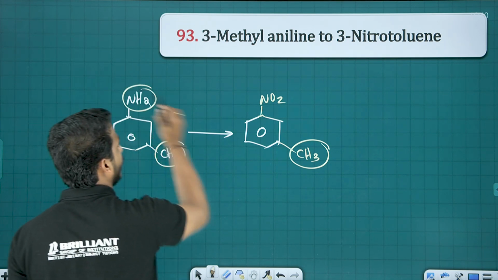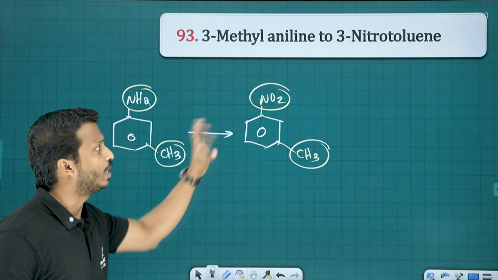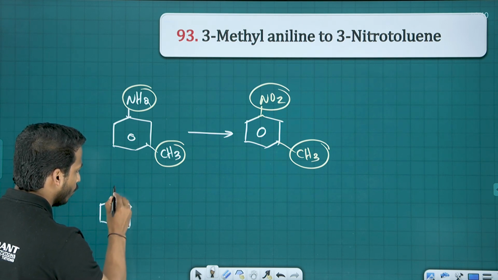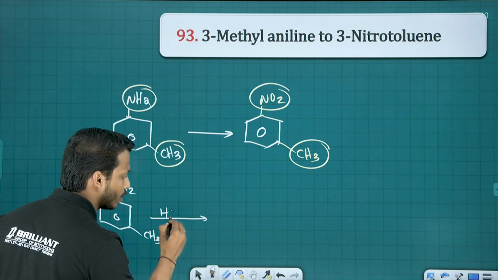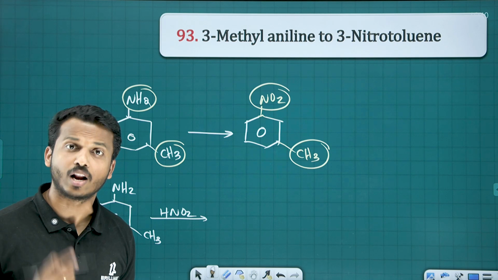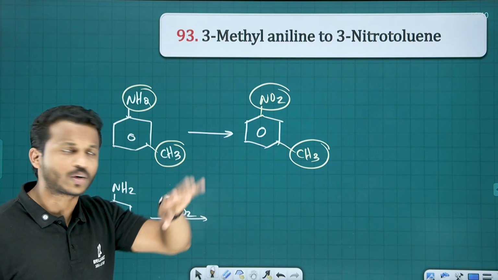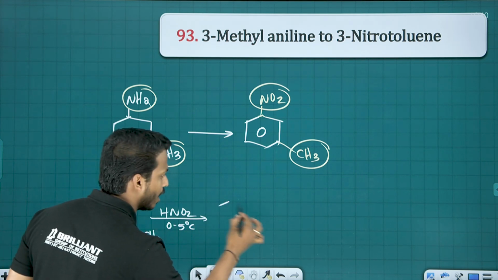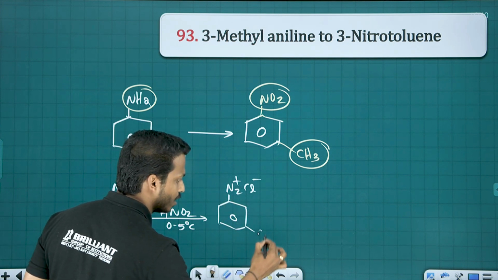But here NH2 becomes NO2. How can we convert an amine group into a nitro group? We have the method. I'm taking aniline here with CH3 already there. First, let me do diazotization. What is diazotization? Treating with NaNO2 and HCl, or we can write HNO2, nitrous acid, the same diazotization, at 0 to 5 degrees. NH2 becomes the salt N2+Cl-, and CH3 is already there.